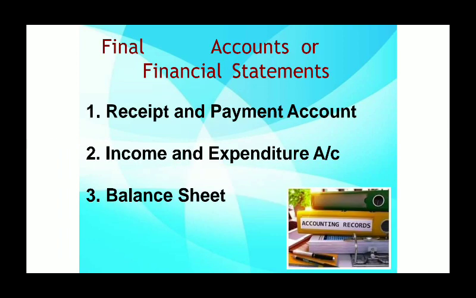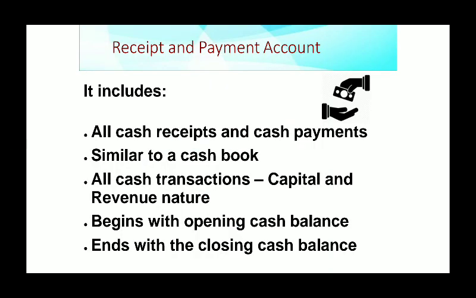So it covers three accounts mainly: receipts and payment account, income and expenditure account, and balance sheet. Now we will see what they include. Receipt and payment account includes all cash receipts and bank receipts, all cash payments and bank payments. It is similar to cash book, but you cannot say it is a cash book, as there are some differences between cash book and receipt and payment account.